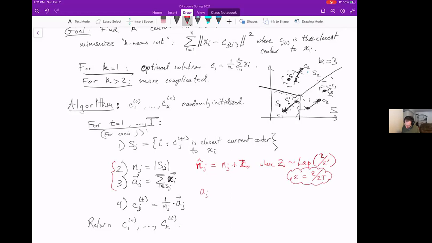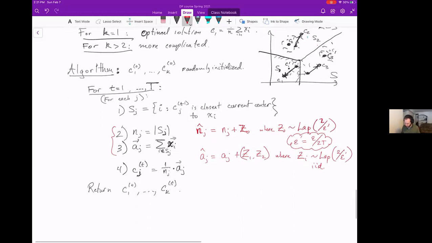And then I'll say aj hat. Similarly, I will add noise to that, which is a vector. And these zi's will have the same distribution, Laplace noise 2 over epsilon prime, independently and identically. Okay, and again, this is fresh noise at each step. I'm not reusing noise from step to step. Now my new cluster center is just a sort of pseudo average, where I'm taking a noisy sum and dividing by a noisy count.